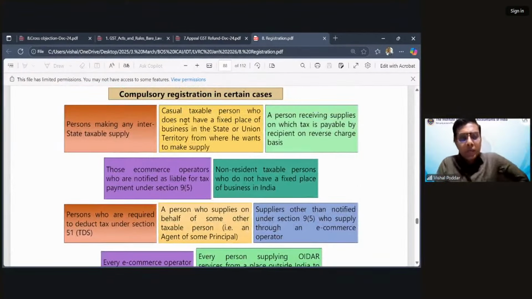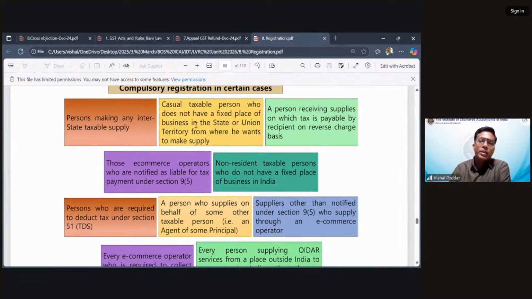Then secondly, if a person is a casual taxable person, that is you are registered in one state, but for a short period you are going to some other state and you are going to make supply from there. For example, you are going to participate in some exhibition and you are going to put a stall from where you are going to sell your goods. So in those cases, the person is called a casual taxable person for that state for that temporary period, and he has to compulsorily register irrespective of turnover.